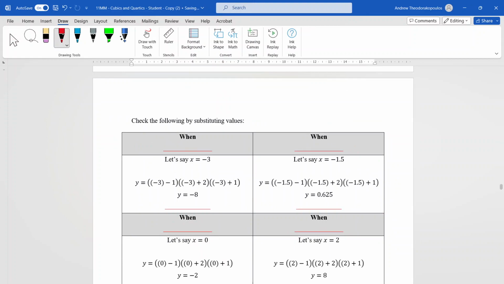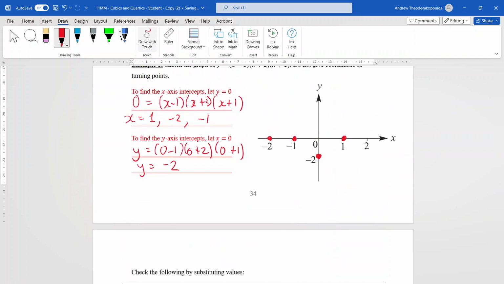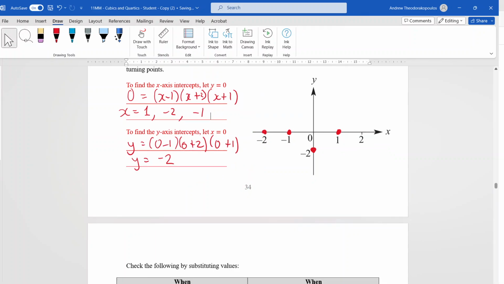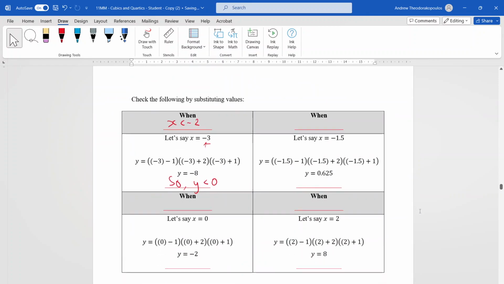So, when x is less than -2, let's pick a number, -3. Substitute that -3 into the equation and we get y equals -8. So this means that y is less than 0. If I go back up here, I know from this section onwards, my graph is going to be down here, below the x-axis. Okay, y is less than 0.